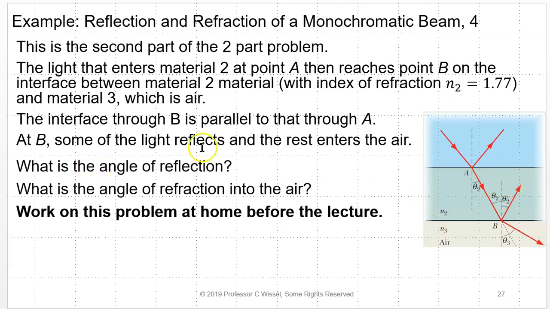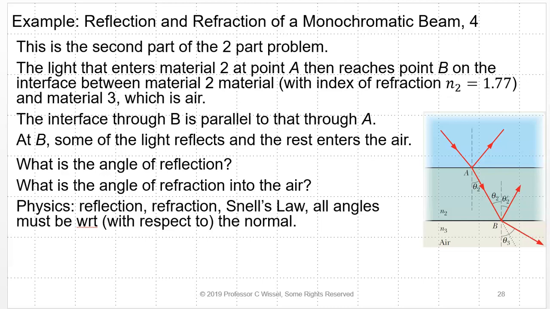Now at B, some of the light will reflect and maybe come out through this material, but we're not worrying about that. And some of it will refract into this other material, into the air. What is the angle of reflection? You probably can figure that out right off the bat, but be very careful with it. What is the angle of refraction? And of course, you should have done this at home before you view the videos.